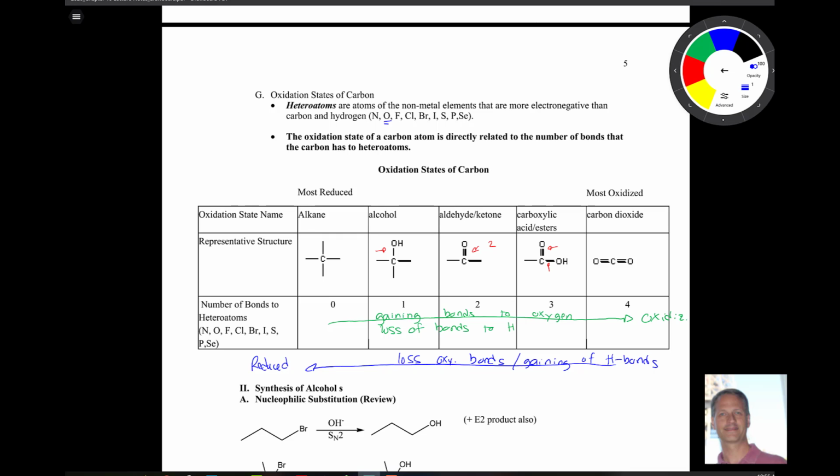So in OChem and also in biochem, we use this quite frequently rather than going through and calculating oxidation numbers like we did in general chemistry. So it's a quick way to find out rather quickly through inspection whether or not you're getting oxidized or reduced.